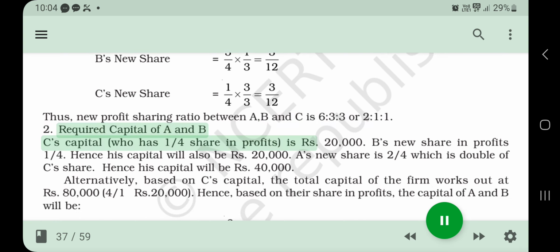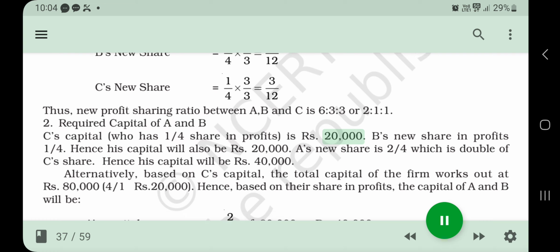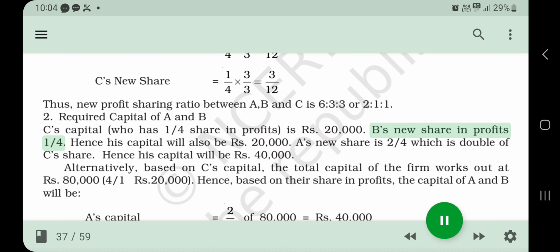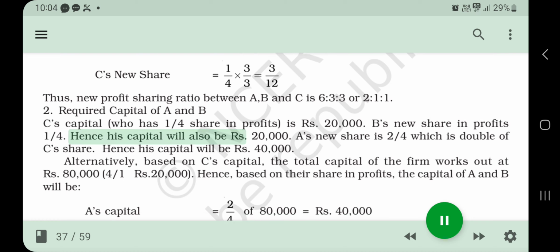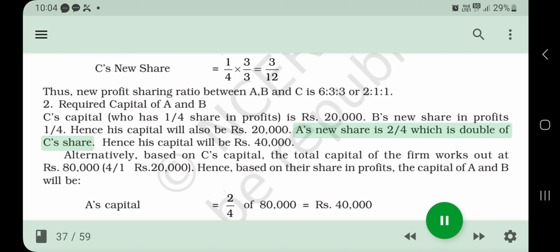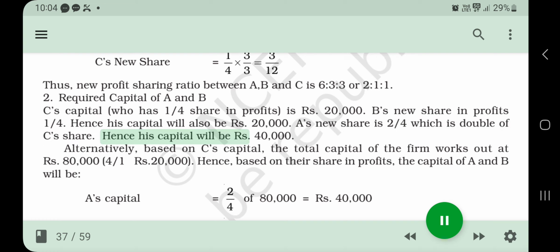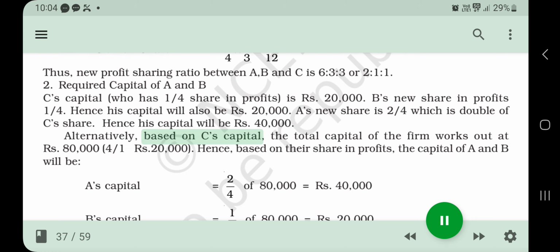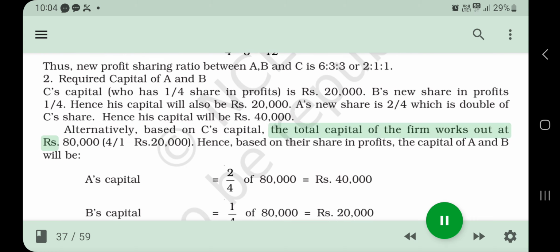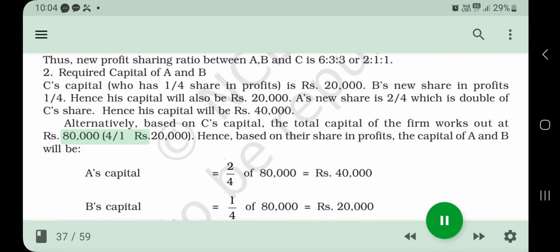2. Required capital of A and B. C's capital, who has 1/4 share in profits, is Rs 20,000. B's new share in profits is 1/4, hence his capital will also be Rs 20,000. A's new share is 2/4, which is double of C's share, hence his capital will be Rs 40,000. Alternatively, based on C's capital, the total capital of the firm works out at Rs 80,000, that is 4/1 times Rs 20,000.